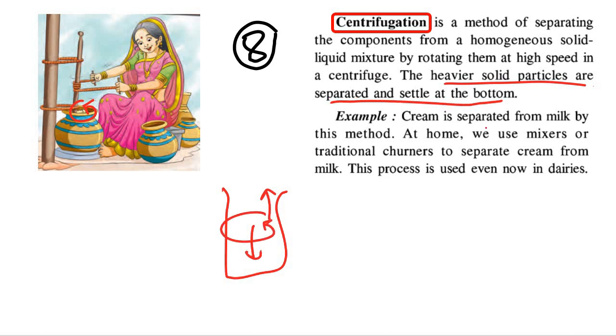Now, say for example, cream is separated from milk by this method. See, this is the churner over here. Of course, at home we use mixers or traditional churners to separate cream from milk. This process is used even now in dairies.